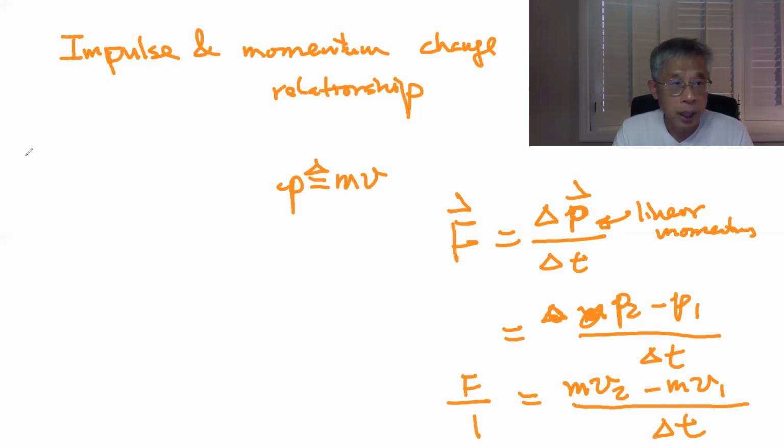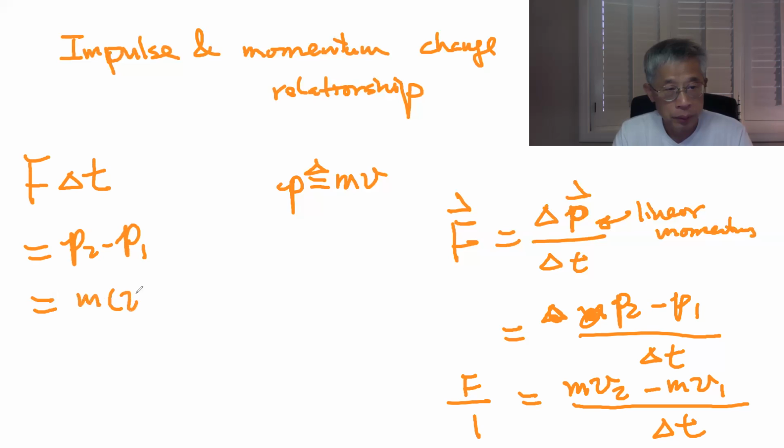So then we're going to do this now. We say F delta t is equal to P2 minus P1. It's also equal to m times (v2 minus v1), which is equal to m delta v. So this is the relationship that we're looking for.